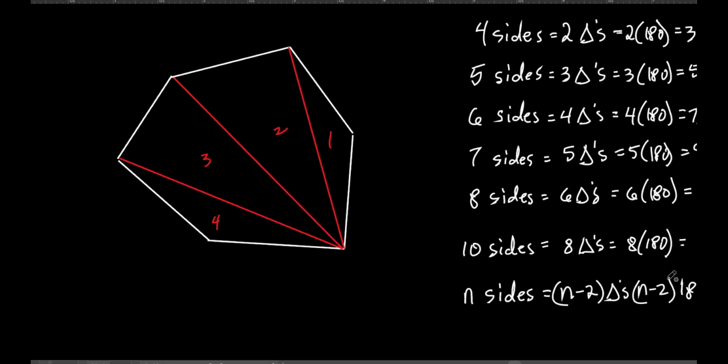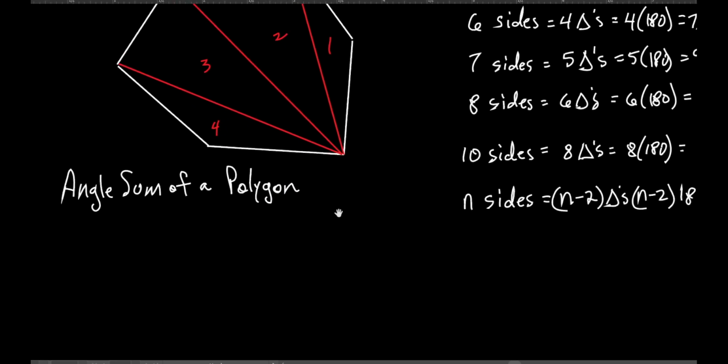That number right there is really important. So here we go. We are ready to write our little formula. We kind of came up with our own formula. This is the angle sum of a polygon, of any polygon. So how do I find the angle sum of any polygon? I take the number of sides and subtract 2, and then multiply it by 180. That's it right there.